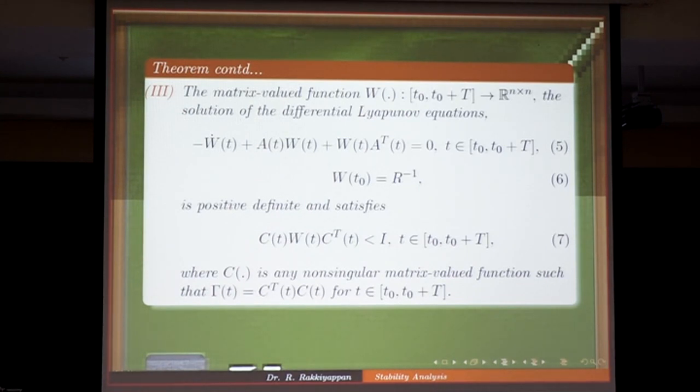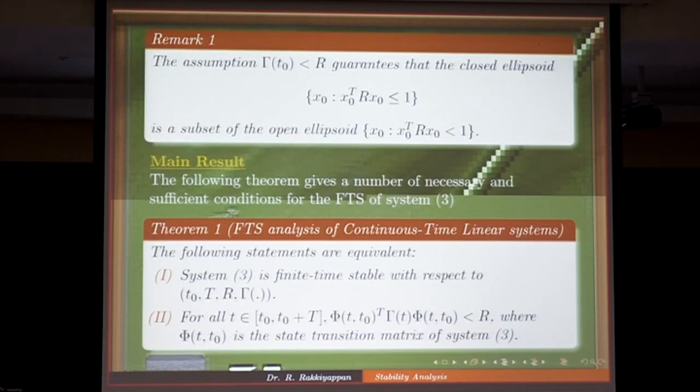The matrix valued function W of t naught is the solution of the differential Lyapunov equation. This is the Lyapunov equation, and we have a derivative, therefore this is called the differential Lyapunov equation. It is positive definite and it satisfies this condition. So if it is true, then we can say that these statements are equivalent for the definition of finite time stability.